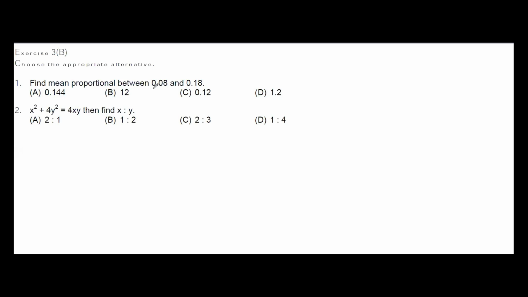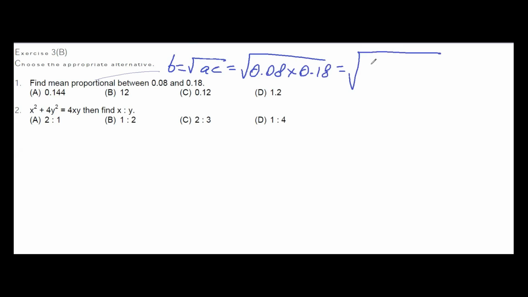So find the mean proportional between 0.08 and 0.18. Okay, so you know what the mean proportional is, right? The mean proportional will be, say, B is equal to square root of AC. A is 0.08 into 0.18. So this you can write as 8 into 18 divided by 100 into 100.